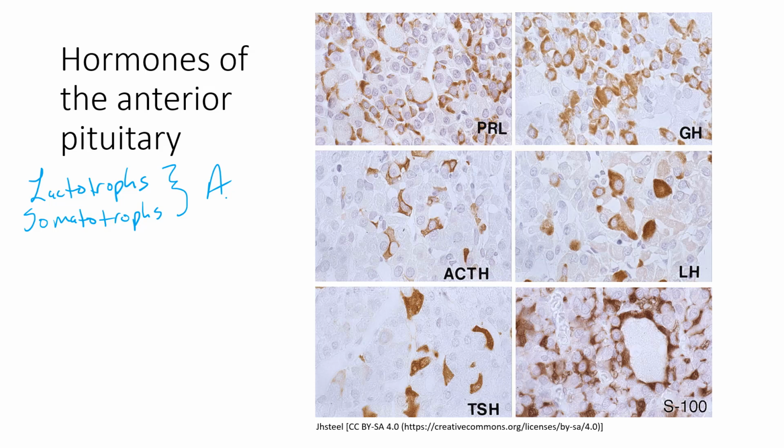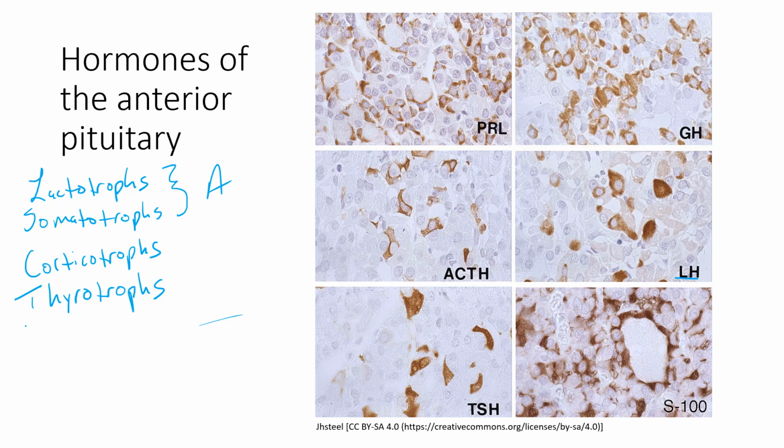Adrenocorticotropic hormone, or ACTH, is made by corticotrophs. And this hormone targets the adrenal cortex, so corticotrophs because it goes to the adrenal cortex. Thyroid stimulating hormone, or TSH, is made by thyrotrophs. And then finally, luteinizing hormone over here, the LH, is considered a gonadotropic hormone. It targets the gonads and tells them to produce sex hormones.